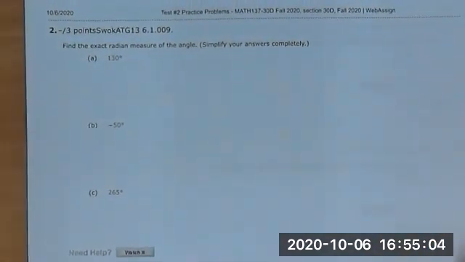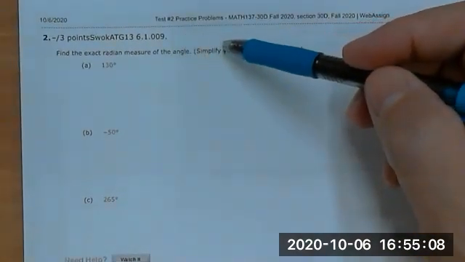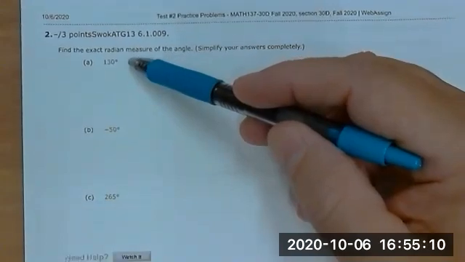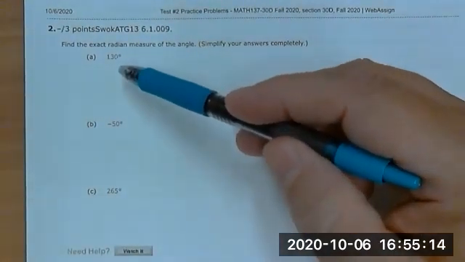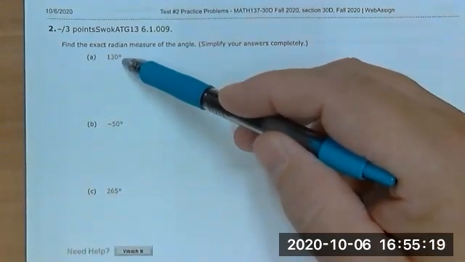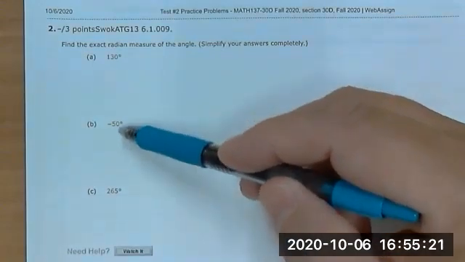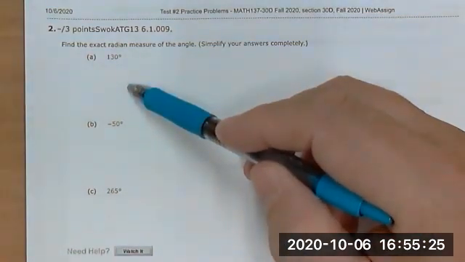All right, number 2. Find the exact radian measure of the angle. So here they have 3 parts. They give you 3 angles in degrees, and they basically want you to convert these to angles in radians. So once again, 3 of the exact same problems. I'm just going to do the first one.